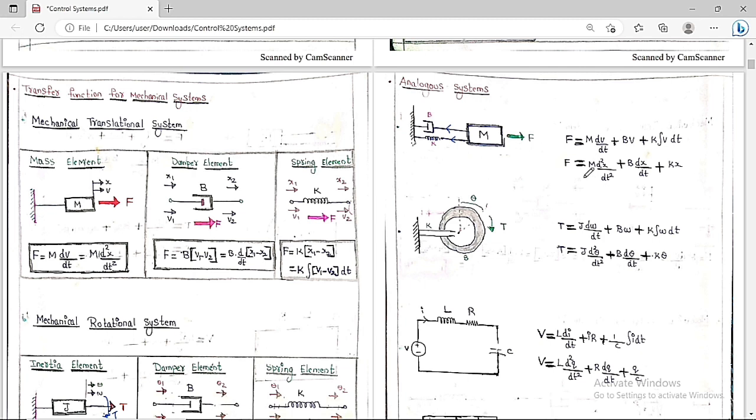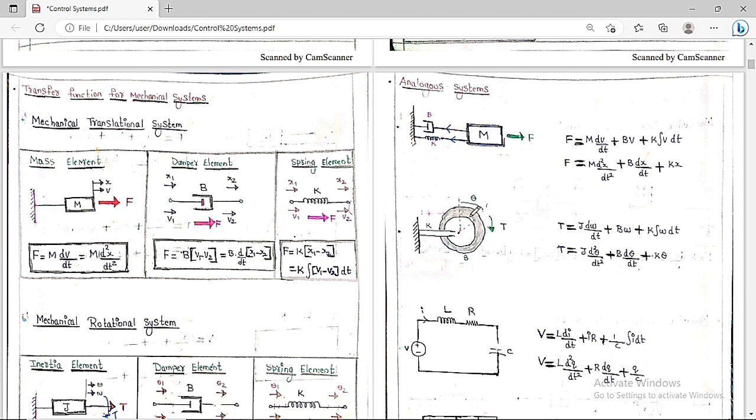So if you simplify, we get F is equal to m into d square x by dt square plus b into dx by dt. If velocity is the rate of change of displacement, then the integration of velocity is nothing but x. So finally this is k into x. These are the things that we get from this system.